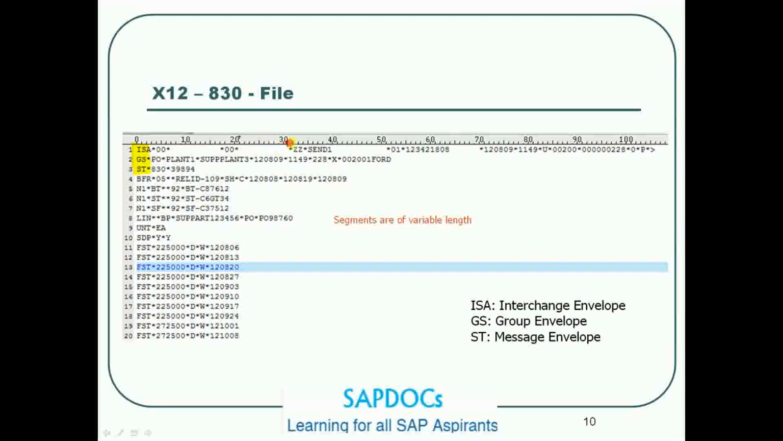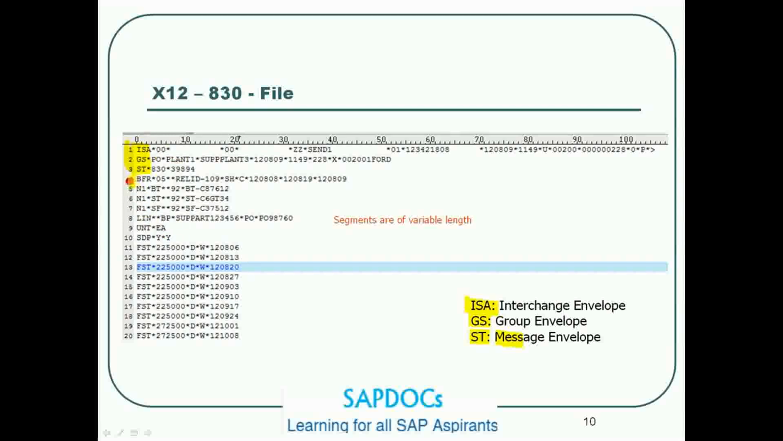the message. So the ISA is the interchange envelope. That means it tells the sender-receiver pair. GS is the group envelope, so it tells what message type it contains, what are the groups. You can have multiple groups in a message. And ST is particular to one document within that message, and this is called the message envelope. So these 3 together define the envelope of this message.